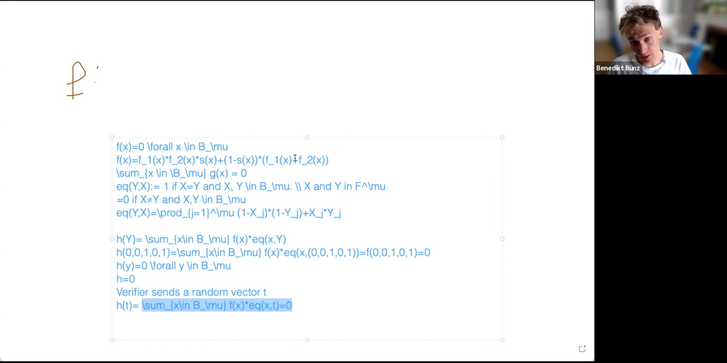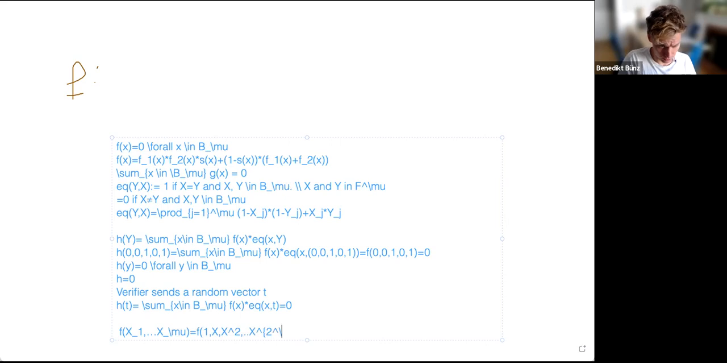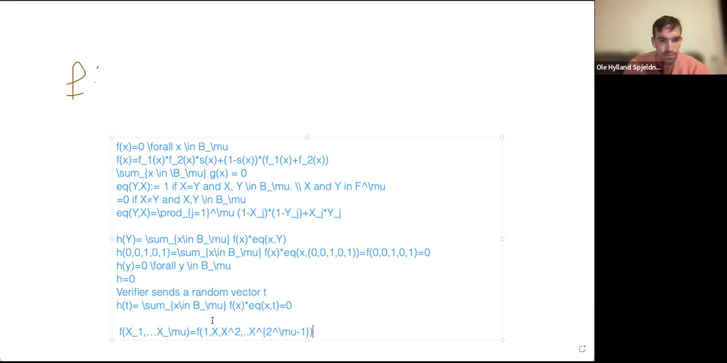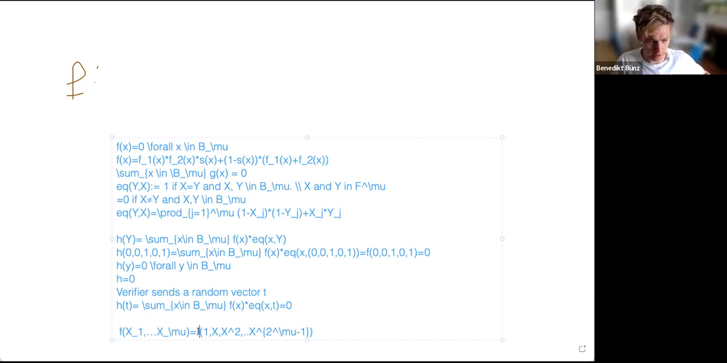So multilinear polynomials, I think, are more general than univariate polynomials. If I have a multilinear polynomial f of x1 through x mu, then I can use this to represent a univariate polynomial by simply evaluating it at 1, x, x squared, up to x to the 2 to the mu minus 1 probably. Don't quote me on the minus 1.